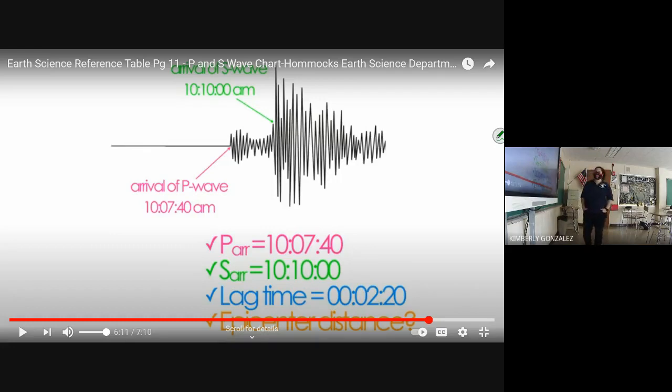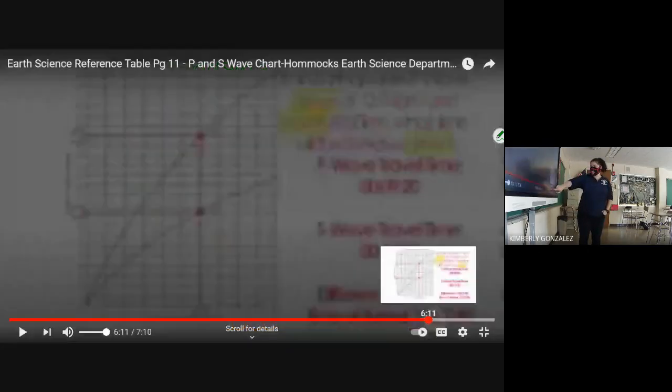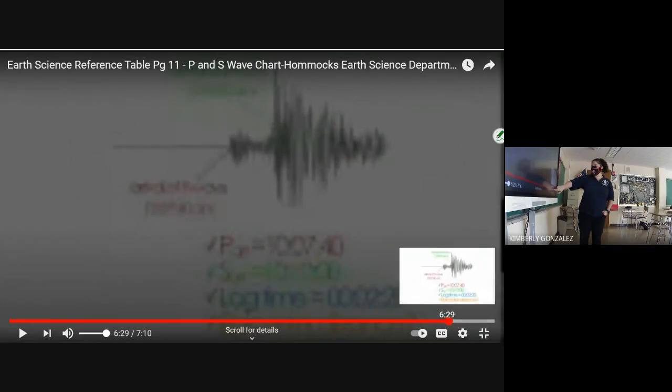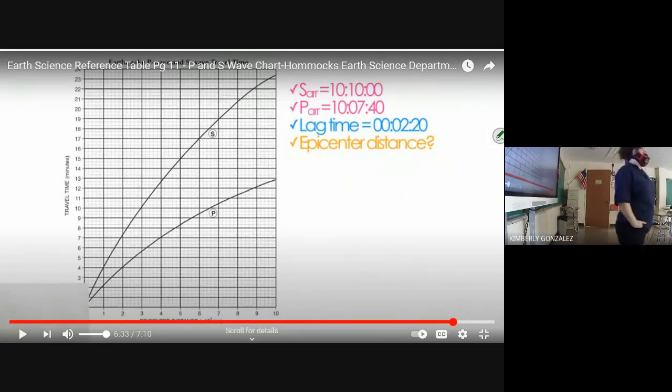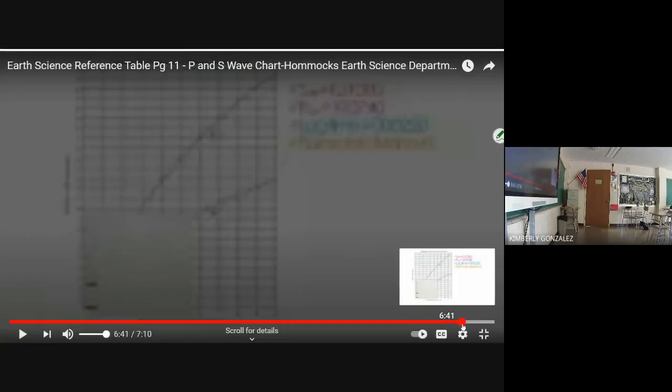Okay, so this is what you're going to do. You're going to take your piece of paper. Now that you have your lag time, we're going to go back to our graph here. And you're going to take your piece of paper. Everybody has their reference table out? Take your piece of paper and you are going to mark it. First, you're going to line it up.